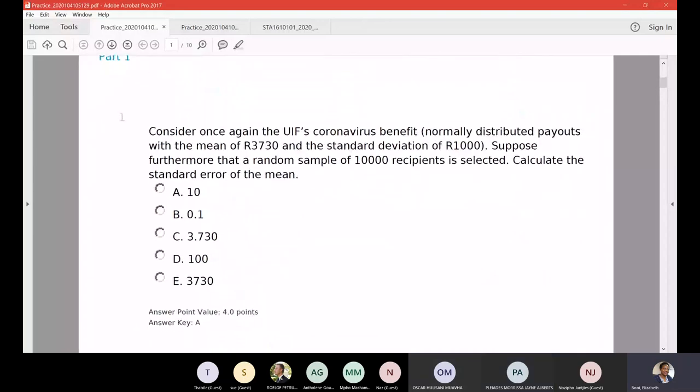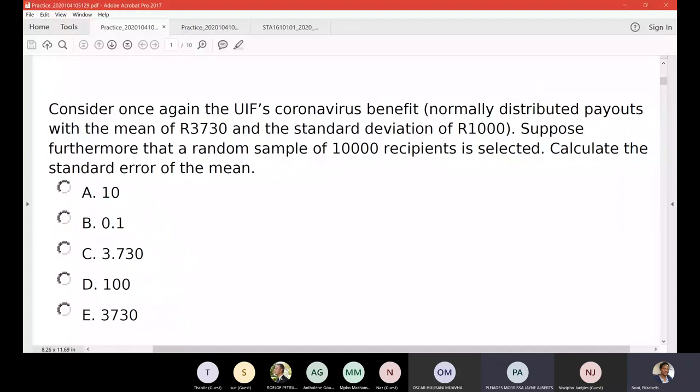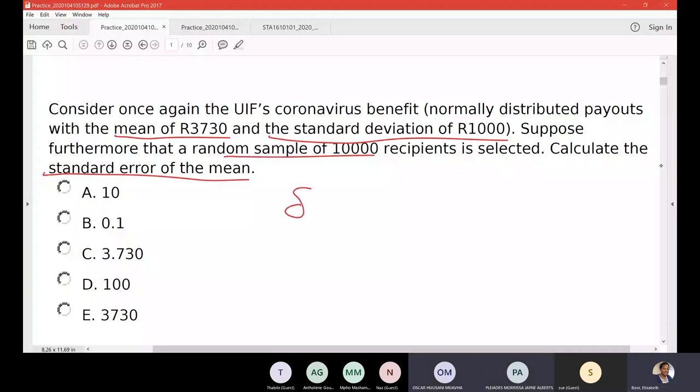Okay, let's look at part one. Now we move into sampling distribution questions. With sampling distribution questions, they give you the mean, the standard deviation, and the sample size, and what they are asking you is to calculate the error. In your cheat sheet you would have written the sampling distribution for the mean. With the mean, you will have your standard error formula, the probability formula, your z-score. You would have written the standard error for the mean.